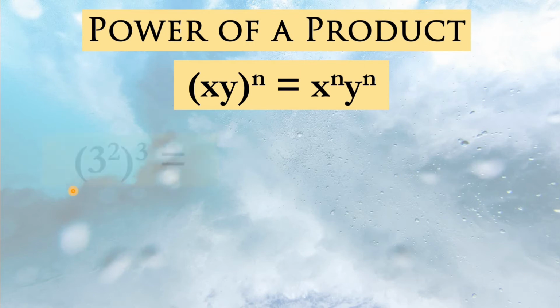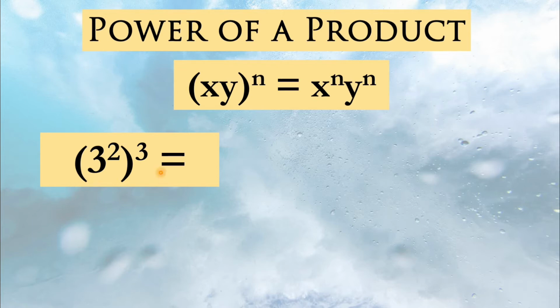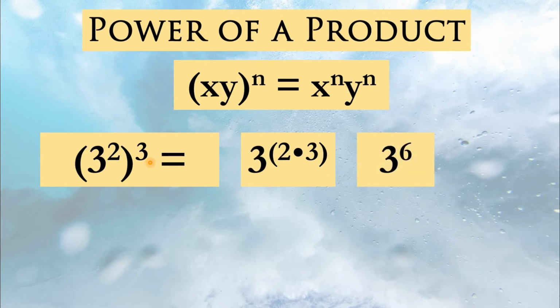For example number 1, we have quantity 3 squared, quantity cubed. Okay, so this is actually power of a power, but we proceed. Sorry about that. So we copy the base, 3, and then multiply your exponents. So 3 raised to 6. Okay, 3 raised to 2 times 3, 3 raised to 6, and then simplify, you have 729.